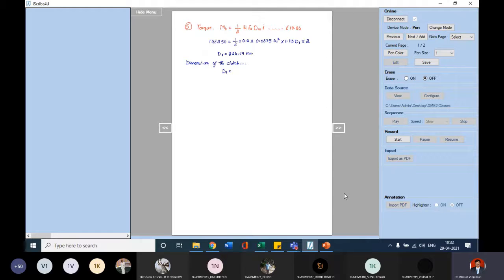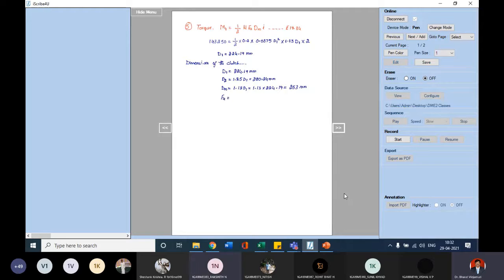Once you got this d1, now you write it. Now 224.19 mm. Then d2 is equal to 1.25 d1, which will be equal to somewhere how much? 280.24 mm. You have got the value of d2. Then you have got the value of dm. dm is given by 1.13 d1. So 1.13 into 224.19, how much? It is around 253.